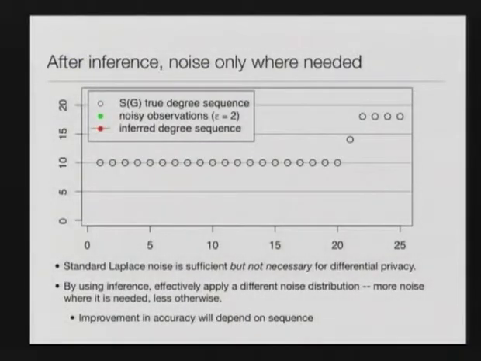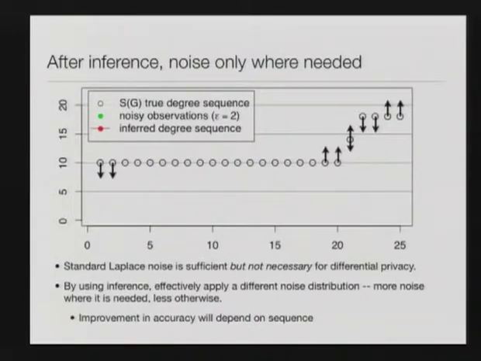The intuition is that the standard independent Laplace noise that we add using the construction that's classical for differential privacy adds more noise than is necessary. It's certainly sufficient for differential privacy, but no one has shown that it's necessary. And what these results show is that it's not necessary. It's more noise than we need. So by using inference, we're in some sense adding noise where the noise needs to be.